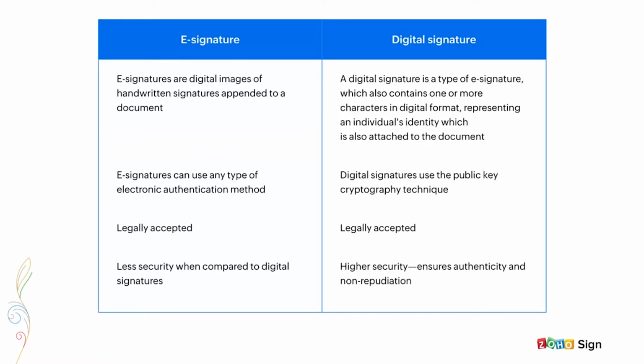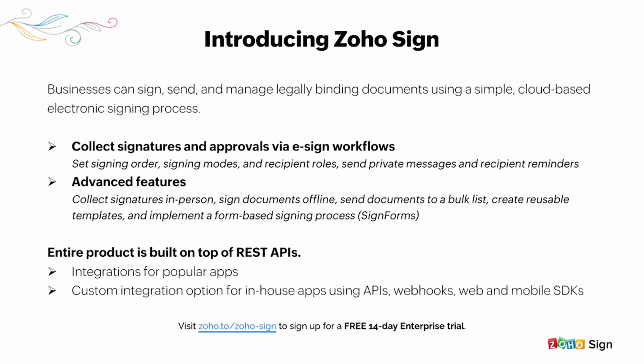On the other hand, digital signatures are a type of e-signature, but by design they are more secure. Their authenticity and integrity can be verified through digital signature certificates and public key infrastructure methodology. As a result, digital signatures are widely accepted as a legal equivalent to hand-drawn signatures and stamped seals, but they offer more inherent security. And this brings us to Zoho Sign.